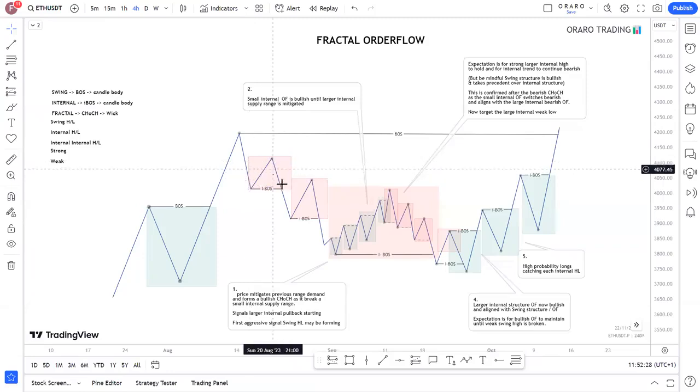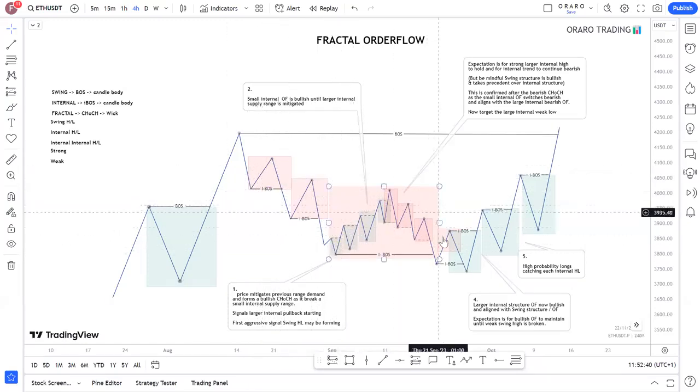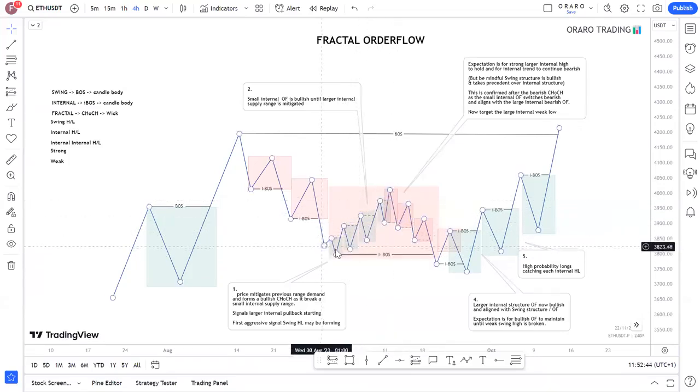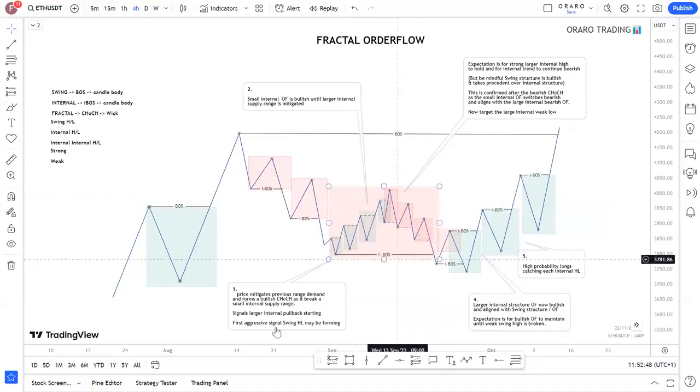Now, this internal structure, we are going to focus on the internal structure. We are going to open one side of the internal structure, which is the smaller internal structure. And you can see how the smaller internal structure switches from bullish to what? Bearish. So this change of character here is just a sign of what? The larger internal pulling back. This is the larger internal pulling back.